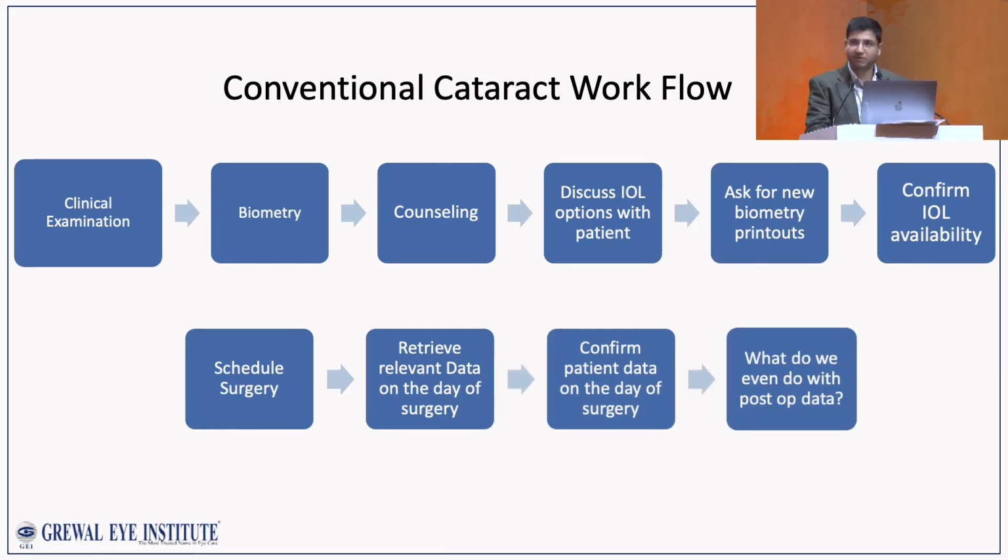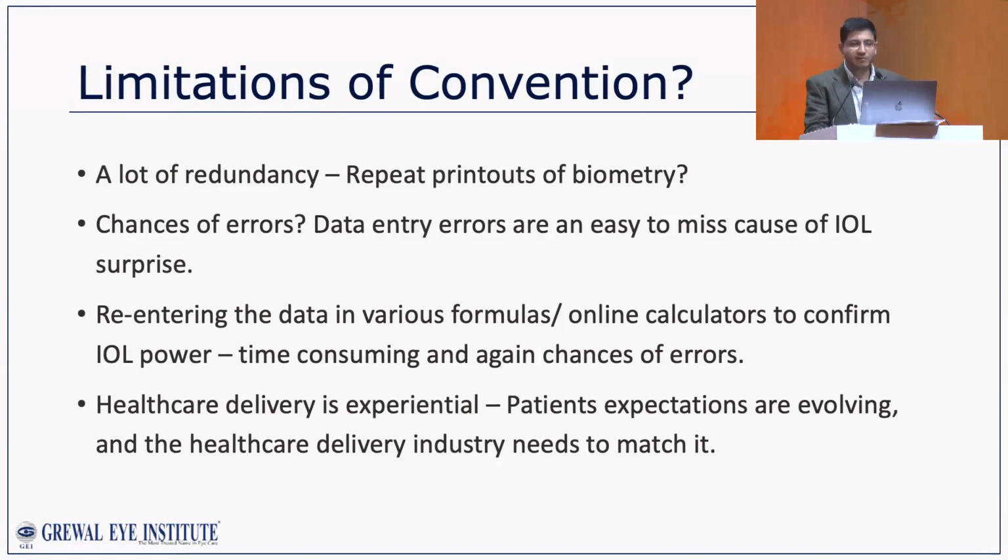And even after all this is done, once we have all this data, what do we even do with it? It's not very easy to access, to optimize our results or to conduct any kind of research on this. So these are the limitations that we have with convention. That there is a lot of redundancy. There are chances of errors, especially transcription errors. These could be a very easy to miss cause of an IOL surprise. The more times you have to enter this data in different areas, there are again more chances of errors, there is more time that is being consumed.